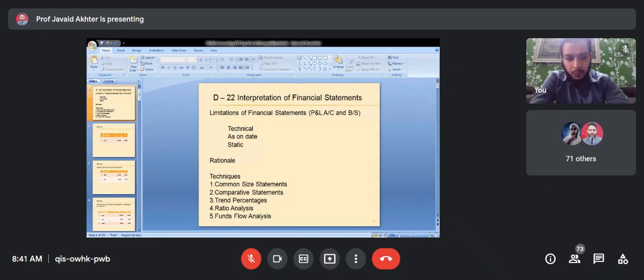Likewise, suppose you compare advertisement with purchases. It will give you a ratio, but will that ratio be of any use?